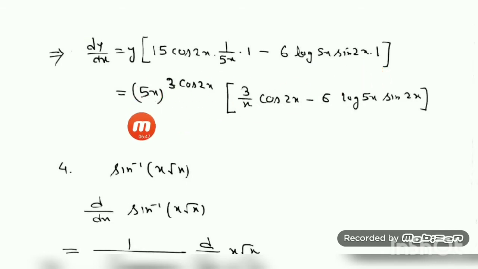Here I have done the simplification step and put the value of y. The y value is (5x) to the power 3 cos 2x. Here 5 we can cancel out, and 3 by x cos 2x will be left. 6, this is log of 5x dot sin of 2x. You may write down sin of 2x as the first term and this as the second also, product. So here the differentiation is completed.